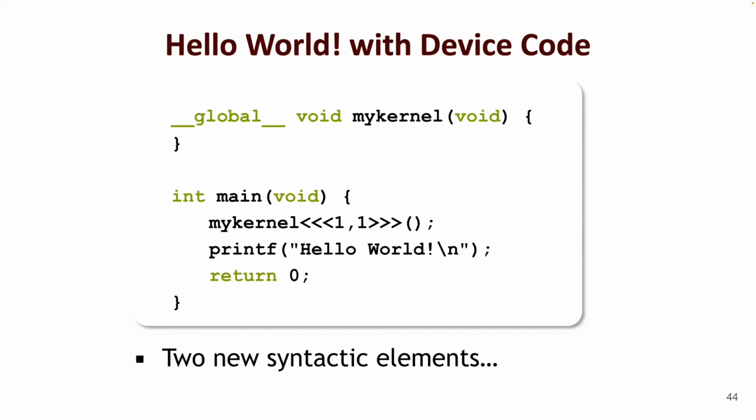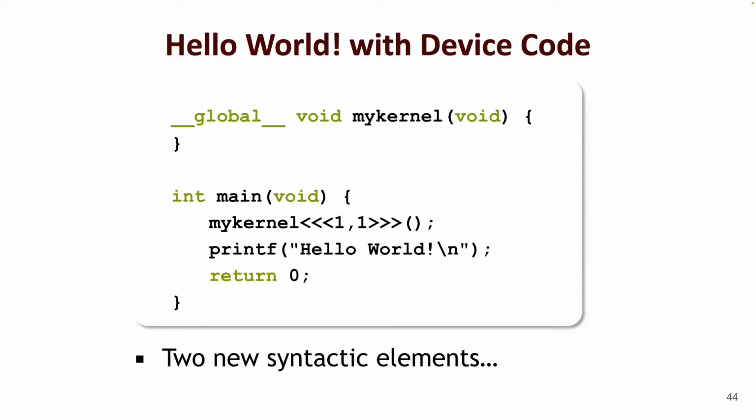Now this is a hello world with device code. This device code is just dummy code. There's nothing in it, but even with nothing in it, it's real, functioning CUDA code. What we did is define a so-called global function, and we'll talk a bit more about what global means. It's called my kernel. That's the kernel that will be launched on the GPU to do all the computation for you.